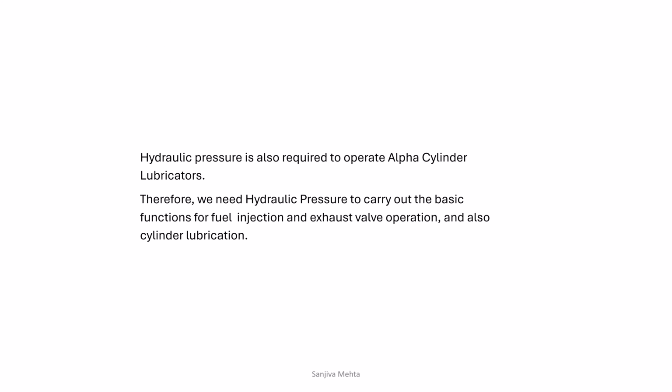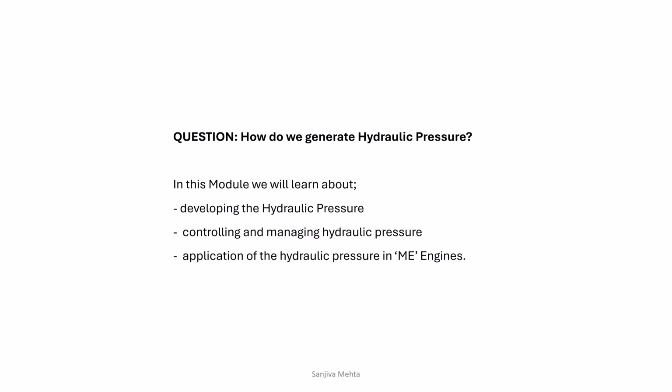So hydraulic pressure is also required to operate the Alpha lubricator. Therefore, we need hydraulic pressure to carry out these basic functions for fuel injection and exhaust valve operation, and also cylinder lubrication. Correct. So, how do we generate hydraulic pressure?